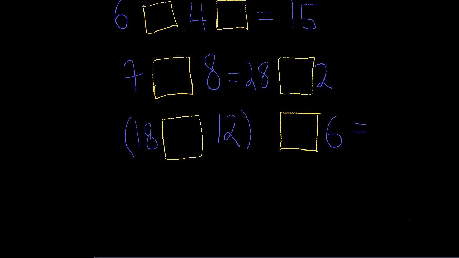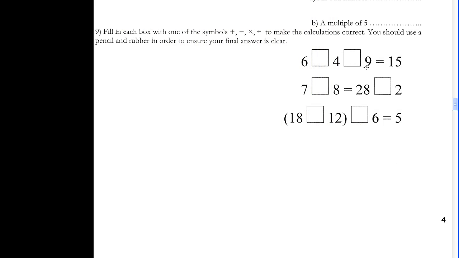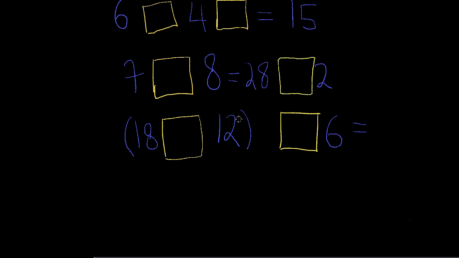In this first case, we have 6 something 4 something should give us 15. Just to double check, and oh look, there's a 9 there. So what it actually is: 6 something 4, and then something 9 is equal to 15.